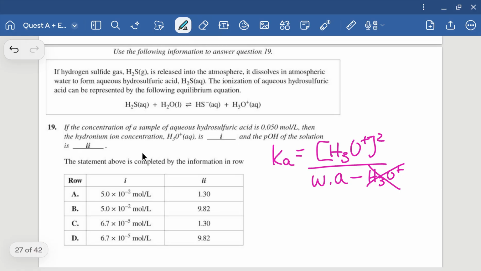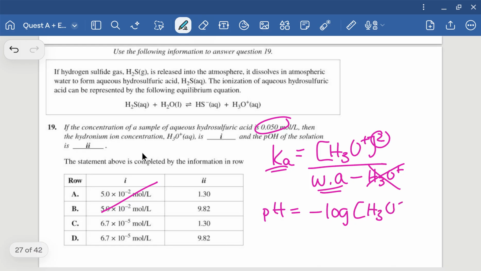So you can now take a look at your data booklet, find the Ka value. You have the concentration, so we can fill that in, and you want to isolate your hydronium, and don't forget that you need to square root it to get that value. So your hydronium concentration is going to be that 6.7 times 10 to the negative 5. And once you have that, then you can take the negative log of that number to get your pH, but it's asking for pOH. So once you've done that, then subtract it from 14, and we'll see our answer in this case was going to be, which one? pH was 4.7, so pOH is 9.82.